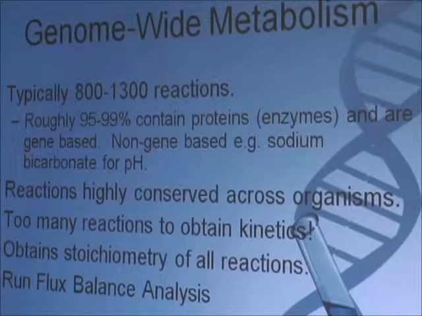And as I was saying, there are too many reactions to obtain the kinetics involved. So I'm not going there. Plus, I'm not a chemist by nature. I'm not quite sure how to go about doing that. What we do is obtain the stoichiometry of these reactions. When we say stoichiometry, we basically obtain how many carbons, nitrogens, oxygens, basically the amount of atoms that go into the organism and how much comes out and in what way, right?